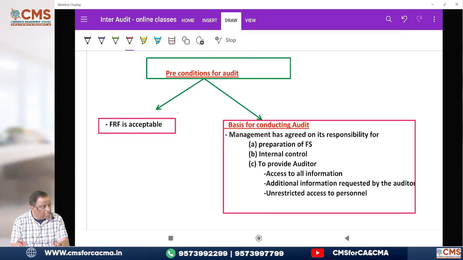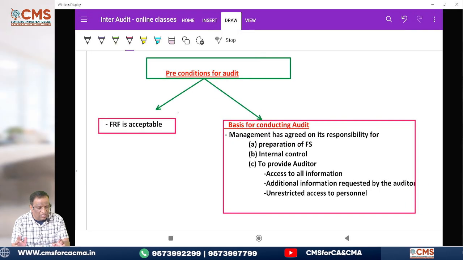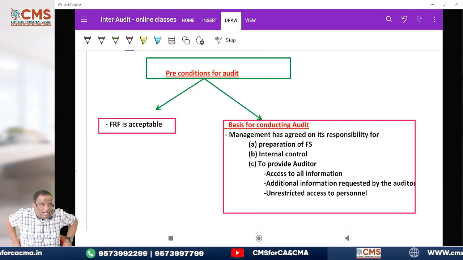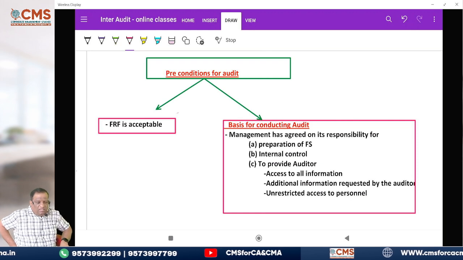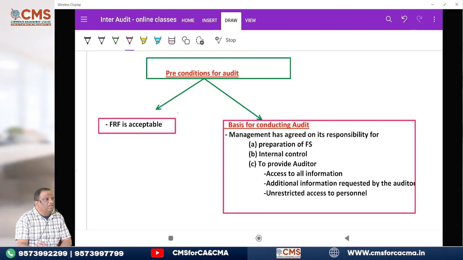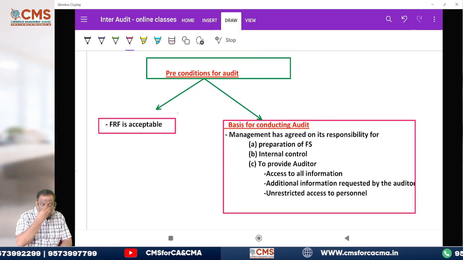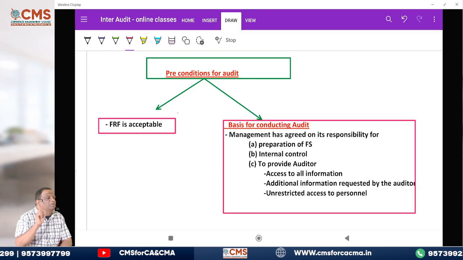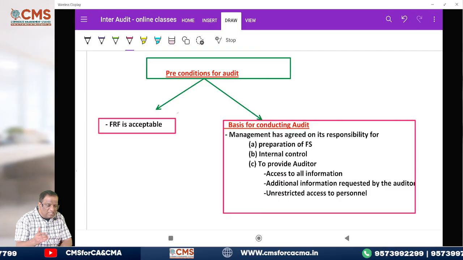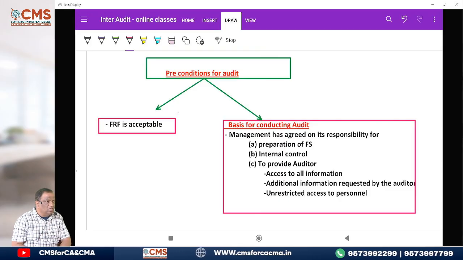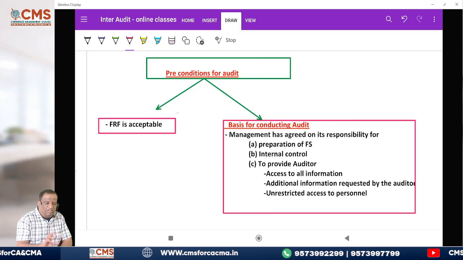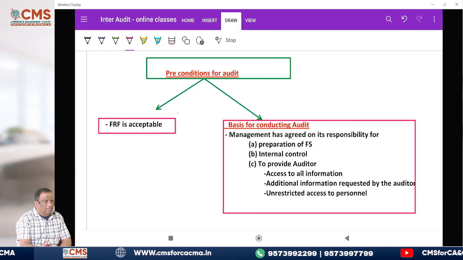Whenever a client is approaching me for accepting an audit, say one client comes and says, we want you to be the auditor of our company, then before accepting that client, I have to see whether preconditions are there. For example, the FRF is acceptable. First I have to talk to him: I will accept that audit, but tell me, how are you preparing your financials? Are you preparing in Schedule 3, or whichever law applies? FRF is a template of financials, to put it in a simple way. So are you preparing the financials in a template which is acceptable? If yes, then I will do it.